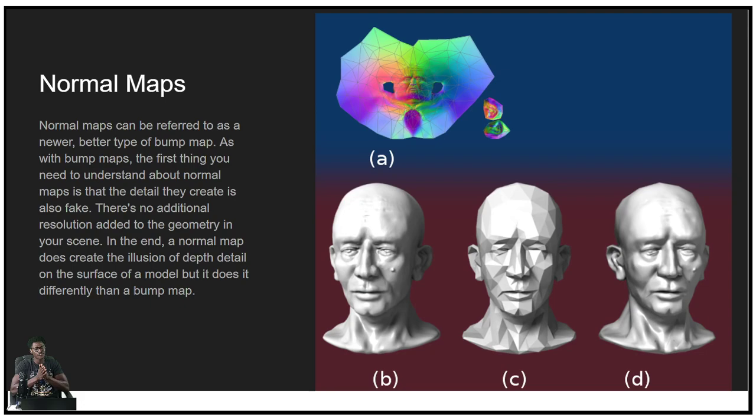As with bump maps, the first thing you need to understand about normal maps is that the detail created is also fake. There's no additional resolution added to the geometry in your scene. In the end, a normal map does create the illusion of depth detail on the surface of a model, but it does it differently than the bump map. What we're doing is baking all of the information from the high poly and then projecting it back onto our low poly mesh. Here's our low poly, here's our high poly. We send out those lights, they bring back our magic photons, and then we can project it on our low poly because we are wizards and magicians.